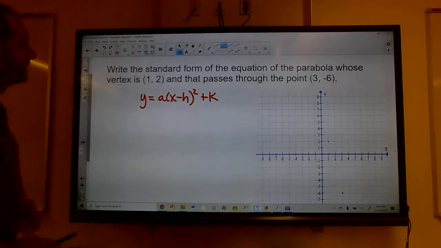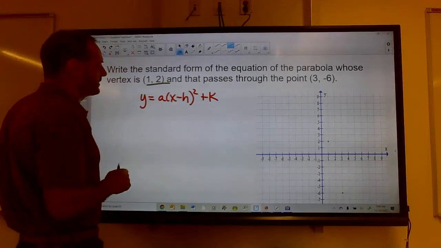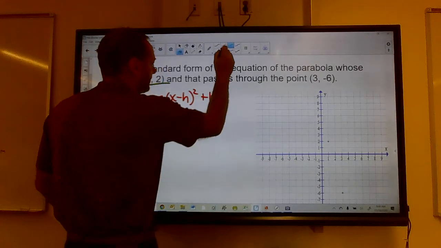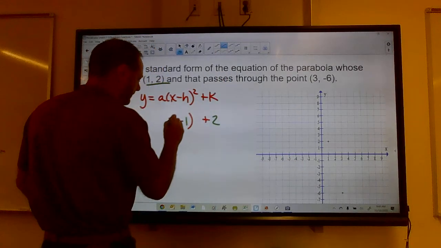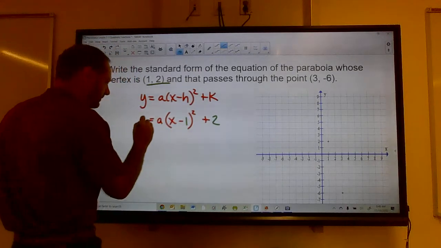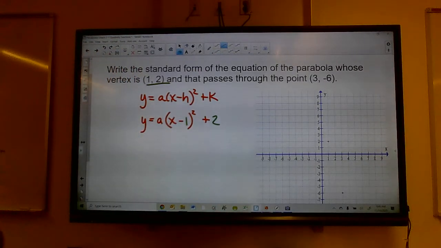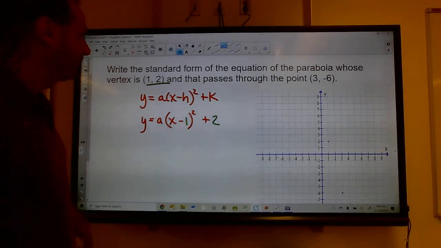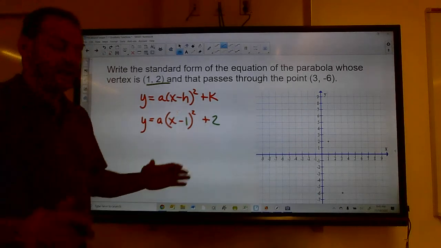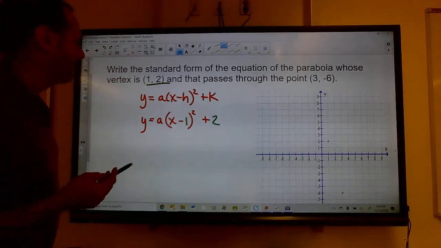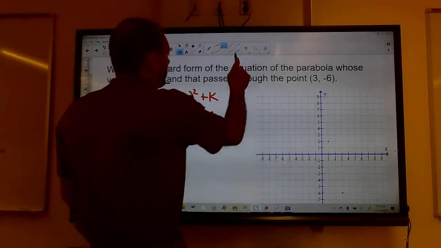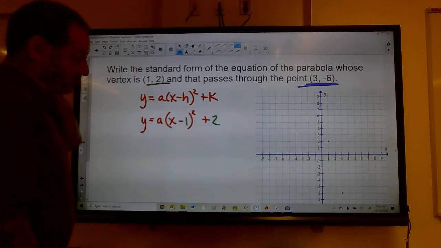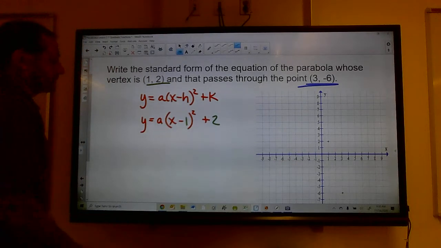Okay, so my vertex is at 1, 2. I'm going to go ahead and color coordinate this for you. That's going to go in like that. All right, now that doesn't really help me a ton because I've got too many variables here. I don't know what A is. A is going to determine how wide this parabola is. So how do I figure out what A is? Well, that's where this point right here comes in handy. I know that somewhere on this, when x is 3, y is 2. So I can go ahead and plug those in.